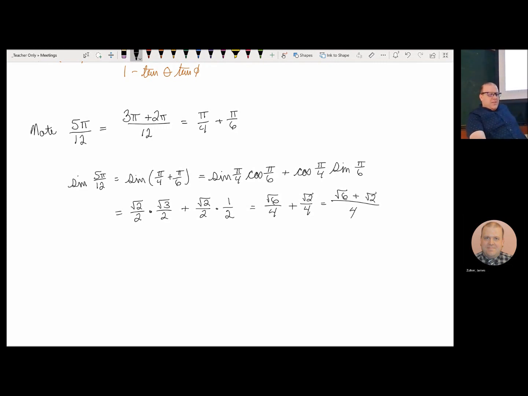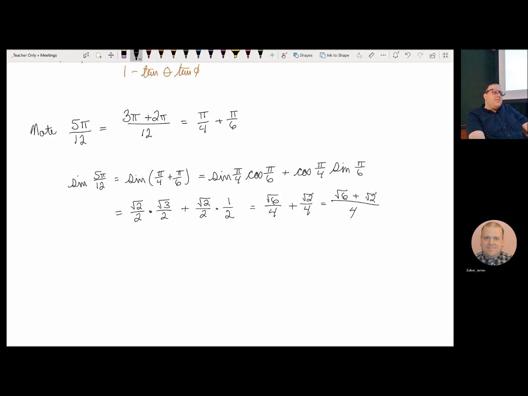Because sine of 5 pi over 12 is root 6 plus root 2 over 4, so that's the same as cosine of pi over 12, which it should be. Oh no, sine of 5 pi over 12 is cosine of pi over 12. We got root 6 minus... yeah, that's for sine. Cosine of pi over 12. It should be, because that's the cofunction identity, isn't it?